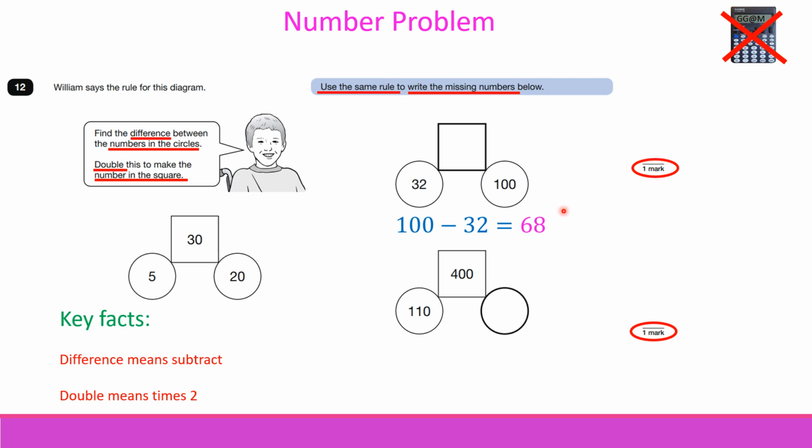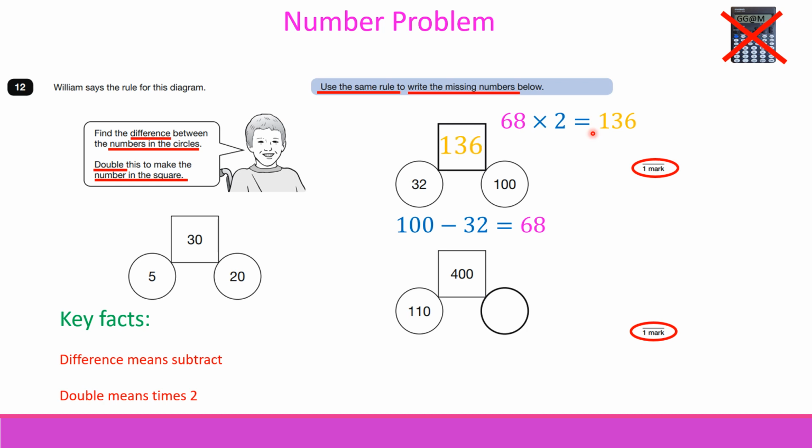Then, once you've got this value here, you have then got to double the number. So we've got to double 68, which means multiply it by 2, or you could do 68 plus 68 if you prefer. Now, double 60 is 120. Double 8 is 16. So you've got to do 120 plus 16, which will give you 136.